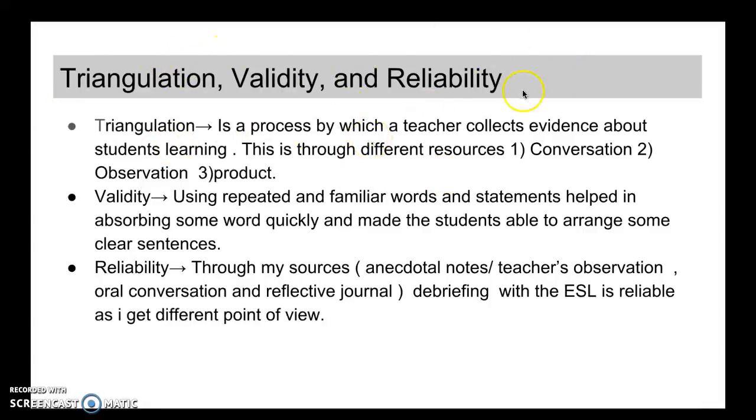Triangulation, validity, and reliability. Triangulation is a process by which a teacher collects evidence about students' learning. This is through different resources: conversation, observation, and product. Validity: using repeated and familiar words and statements helped in absorbing some words quickly and made the student able to arrange some clear sentences. Reliability: through my sources, anecdotal notes, teacher's observation, oral conversation, and reflective journal. The briefing with the ESL teacher is reliable as I get a different point of view.